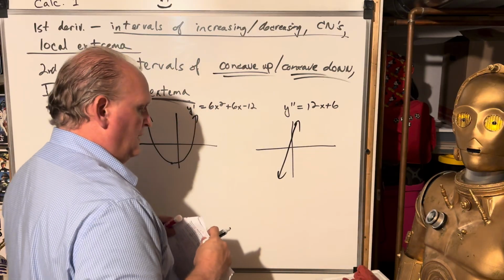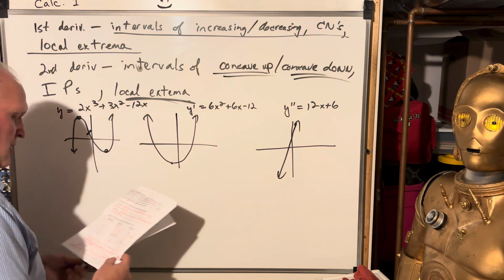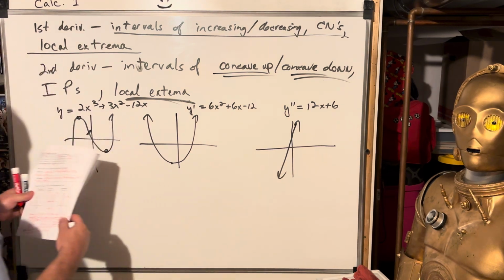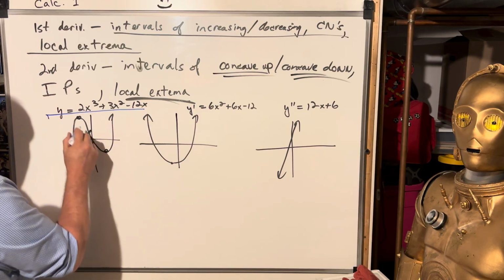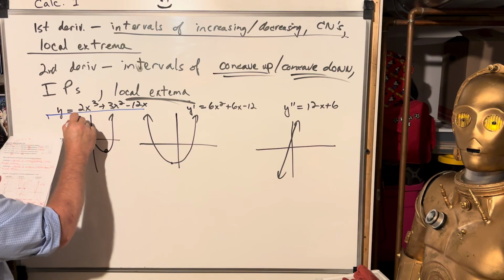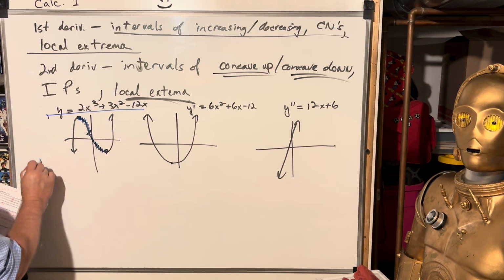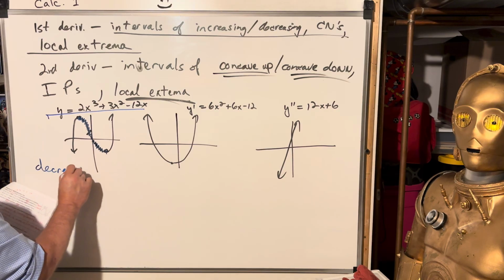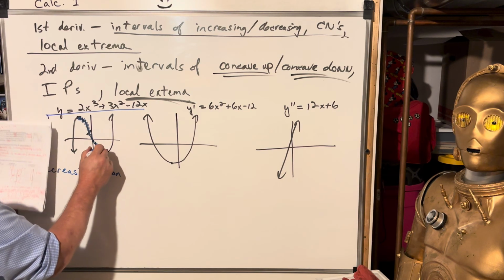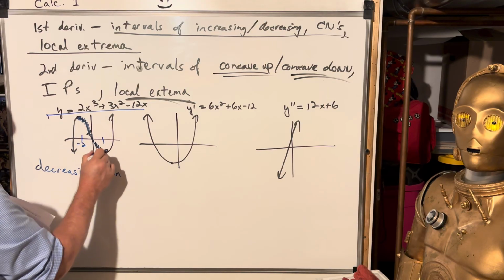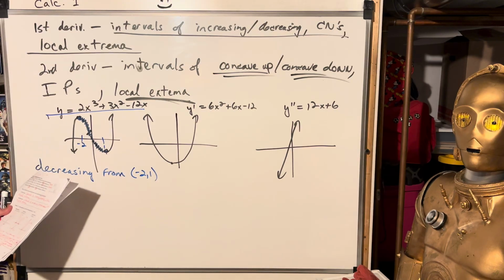like that. So now look, these are all related. Where is this decreasing? The original graph is decreasing from -2 to, or to +1, sorry, positive one. So decreasing from -2 to +1. That is a decreasing interval.